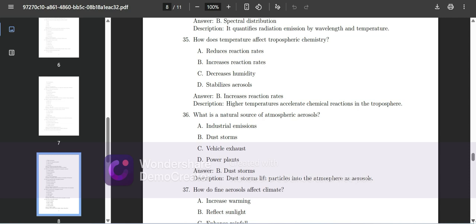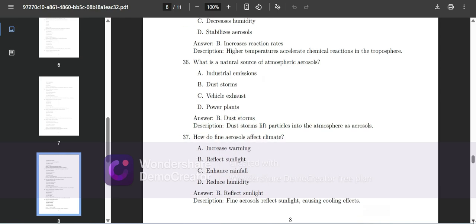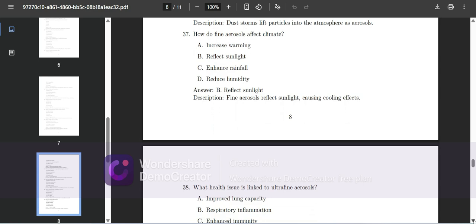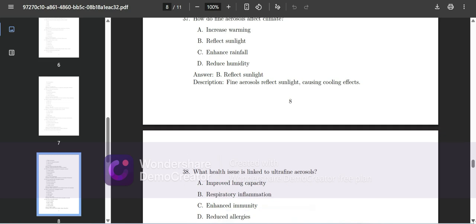What is a natural source of atmospheric aerosols? Dust storms. Dust storms lift particles into the atmosphere as aerosols. How do fine aerosols affect climate? Reflect sunlight. Fine aerosols reflect sunlight, causing cooling effects.